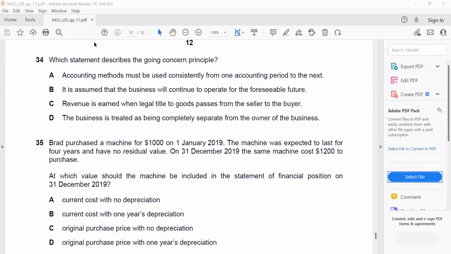Okay, 34. Which statement describes the going concern principle? Accounting methods must be used consistently. This is consistency. It is assumed that the business will continue to operate forever. This is going concern, for continual operation. So the answer should be B. Revenue earned when legal title is passed, this is the realization. The business is treated as completely separate from the owner, this is business entity.